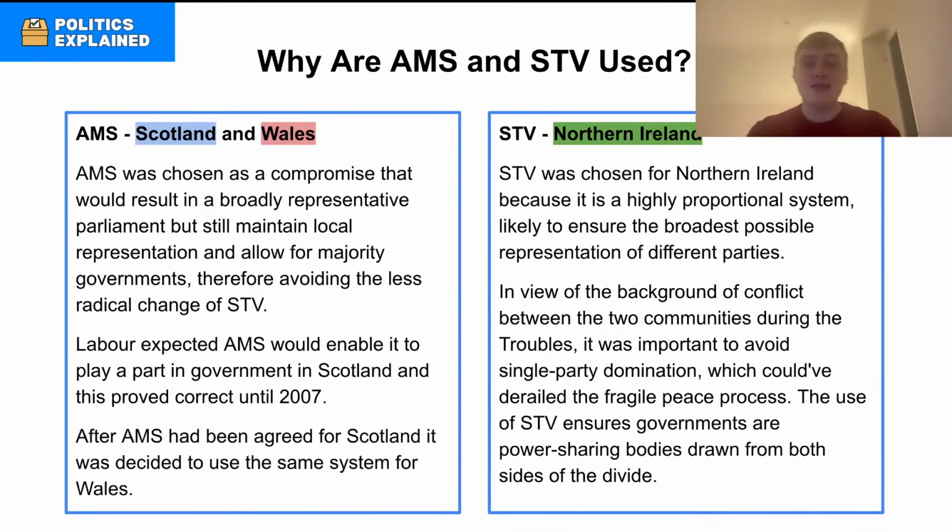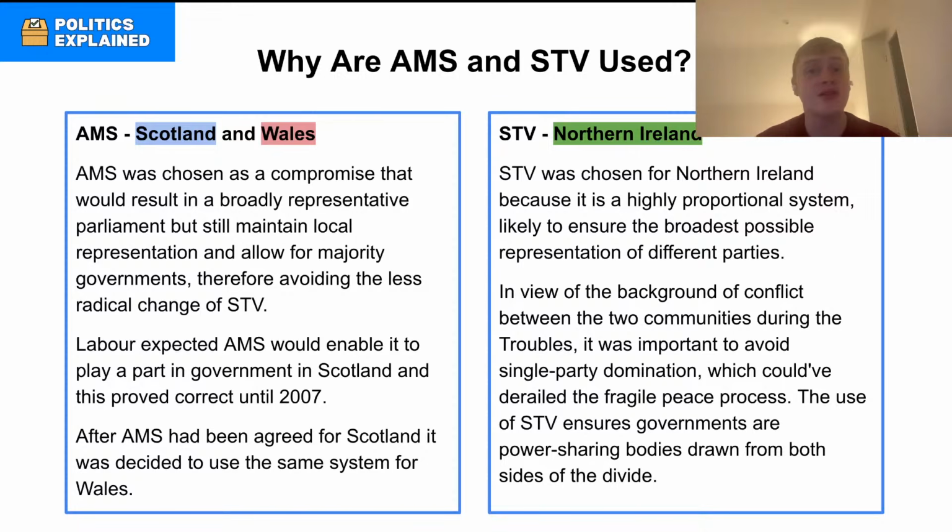Really useful, again, in the same way that you can bring in why first past the post is used into your analysis, you can also bring it in for AMS or STV, whichever you decide to use, or you might use both. In Northern Ireland, the single transferable vote was chosen for a very specific reason. It's because it's a highly proportional system, likely to ensure the broadest representation of different parties in Stormont.